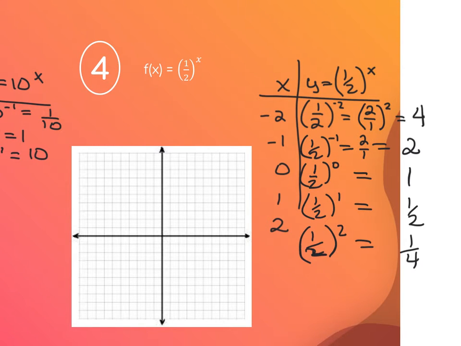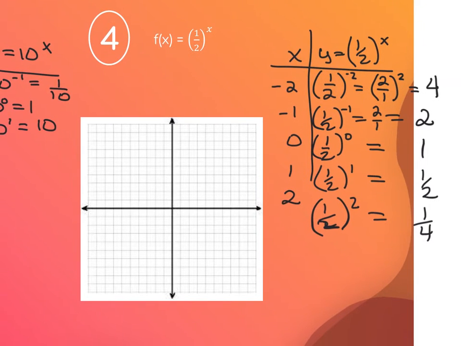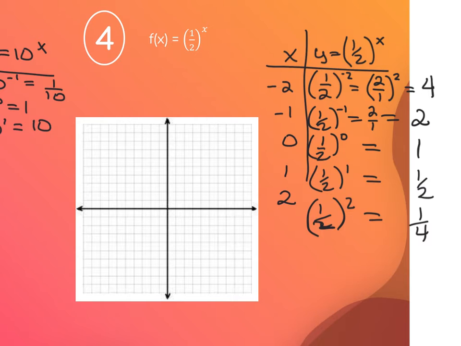Now you're going to notice that your graph is going to flip. So for the fractions, it's going to go up to the left, but down to the right. Let's graph the ordered pairs. So -2, 4, -1, 2, 0 and 1, 1 and 1/2, and then 2 and 1/4. So now this time it rises up to the left, but it's going down to the right. I still have the same horizontal asymptote of y = 0.